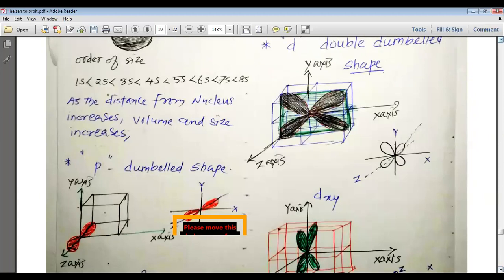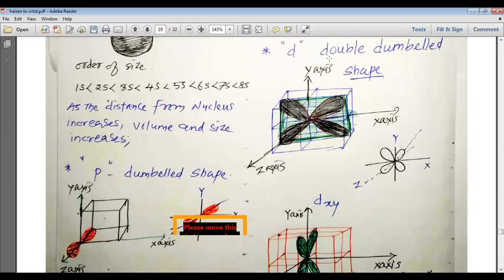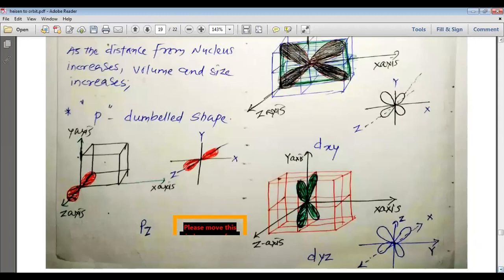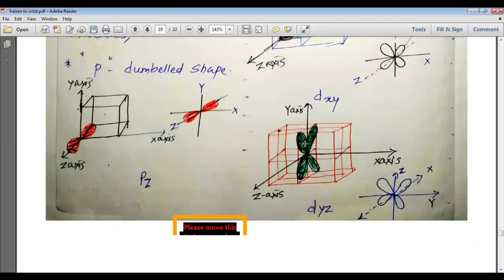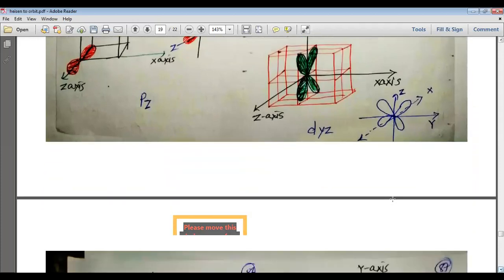Then we have the next one, which is known as the d orbital. The d orbital has a double dumbbell shape. So you can see here I have shown you the dxy orbital. The dxy orbital lies in the plane made by the x-axis and y-axis. With the green color you can see I have made the xy plane, and in this xy plane the dxy orbital is present in this manner. In the same way you can look at the dyz orbital, which is present in the yz plane, and it is expressed in the green color.